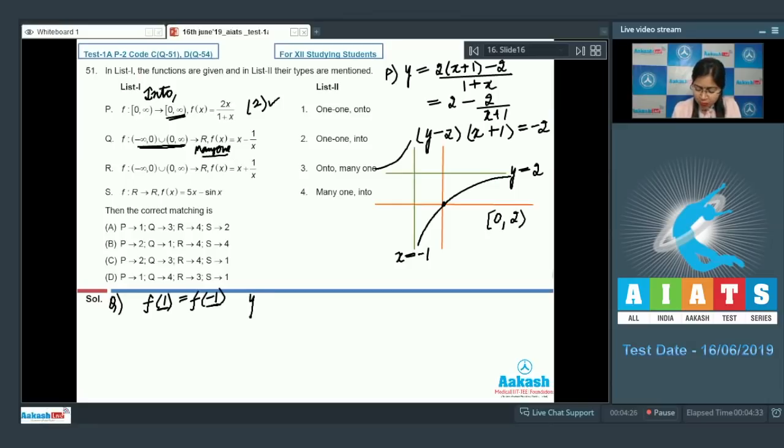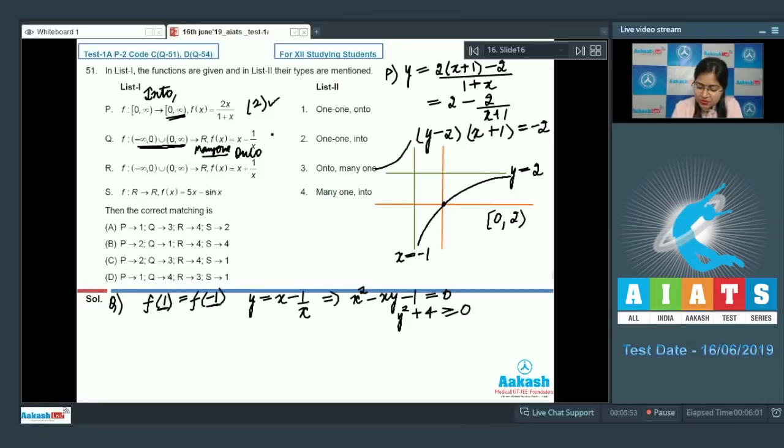Now we have to find the range of this function. So let us assume it equal to y. So y is equal to x minus 1 by x, right? So this can be written as x square minus xy minus 1 equal to 0. Now its discriminant should be greater than or equal to 0, which means that y square plus 4 should be greater than or equal to 0, which means that y square should be greater than or equal to minus 4. That is always true, which means that y will belong to R. So that is equal to codomain, which means that the function is onto.